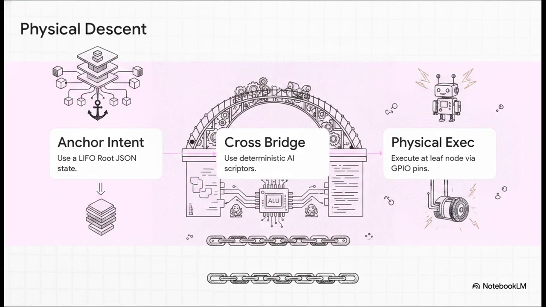Let's see how this builds into an actual physical descent to the bare metal. Step 1, you anchor your digital intent at the root using a highly structured, bit-perfect LIFO JSON state. That's a last-in, first-out ledger that guarantees absolute truth right at index 0. Step 2, you cross the semiotic bridge. We take that fuzzy human intent and use deterministic AI scripters running on that exact ALU surveyor we talked about to flawlessly translate it into rigid code.